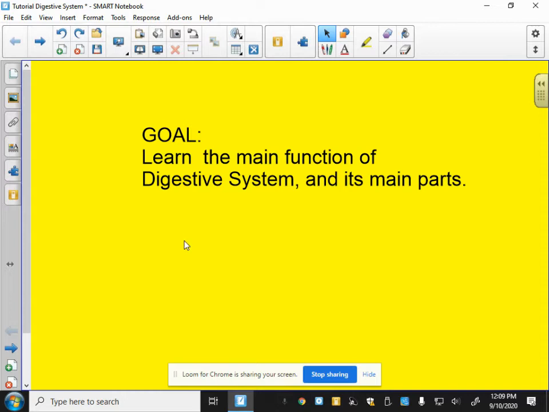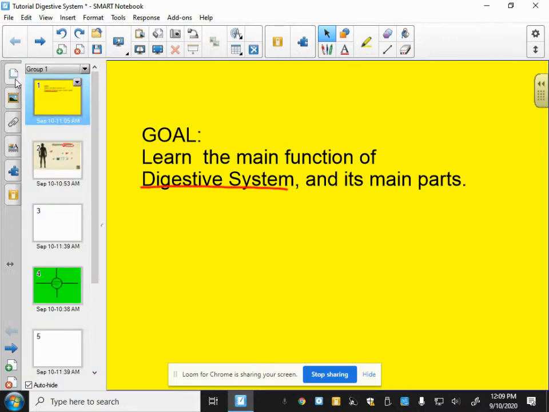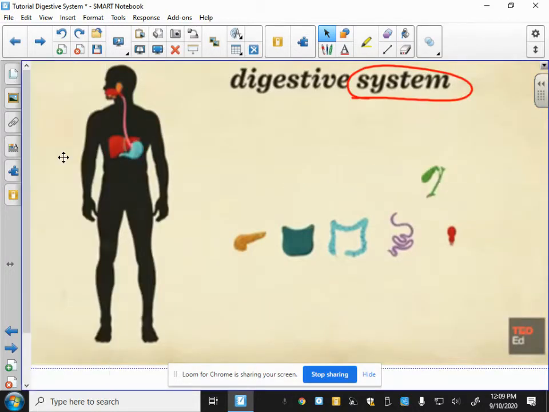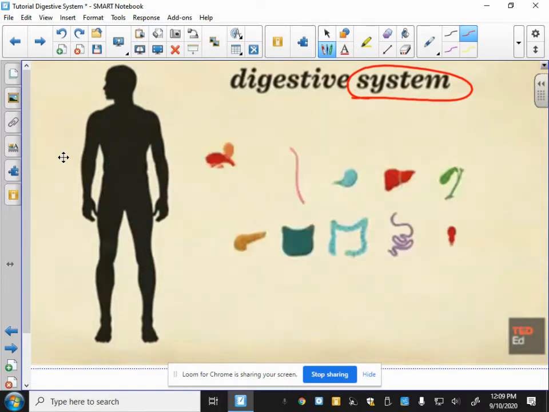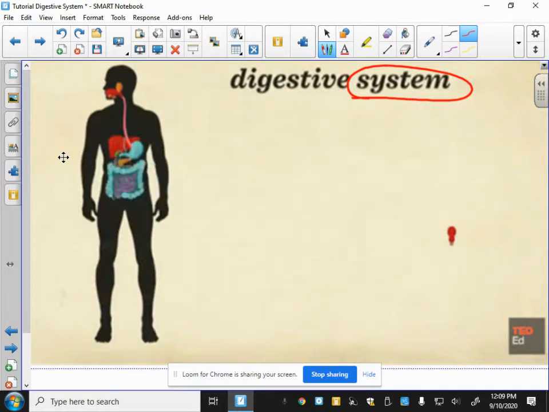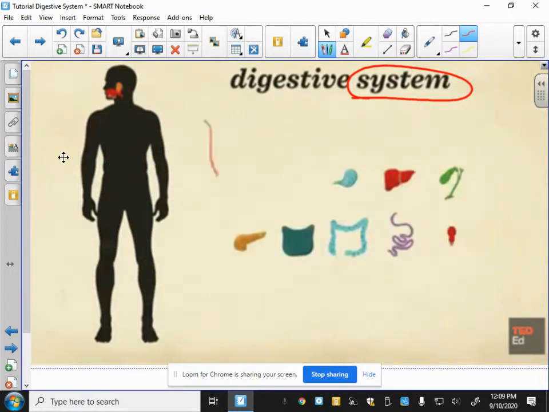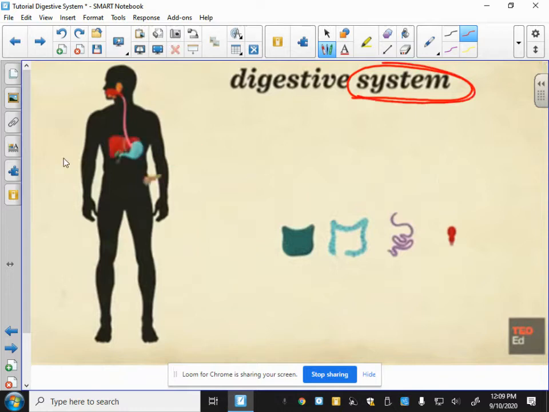Today we are going to be learning about the digestive system and its main parts. So that is the goal of today. I want you to pay attention to this animation. As you can see, there are different parts that make up the digestive system. Different parts working together makes a system.